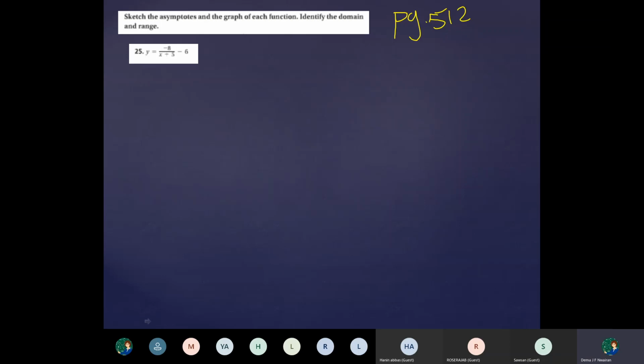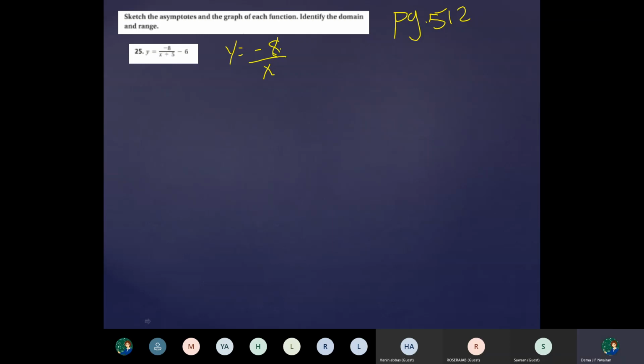Who can tell me? What is the parent function here? One over x, 8 over x. 8 or negative 8? It is 8, right? Because the negative sign is not for the translation. It is a negative 8 over x. So the parent function here is negative 8 over x.